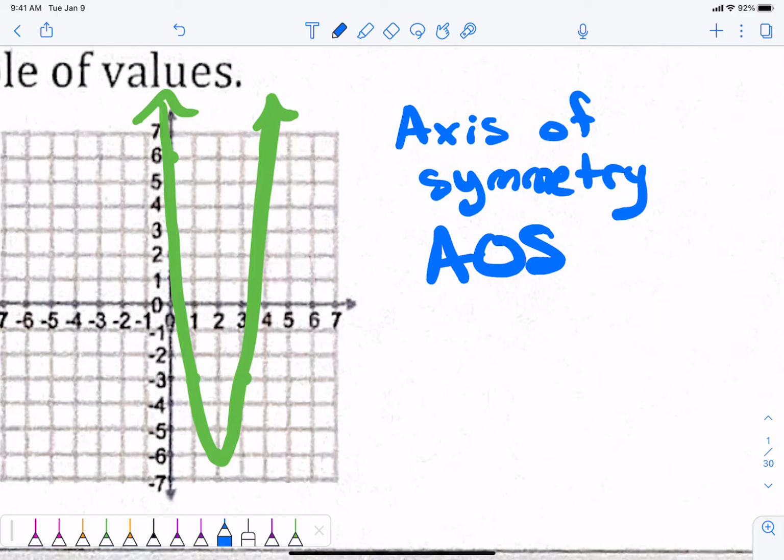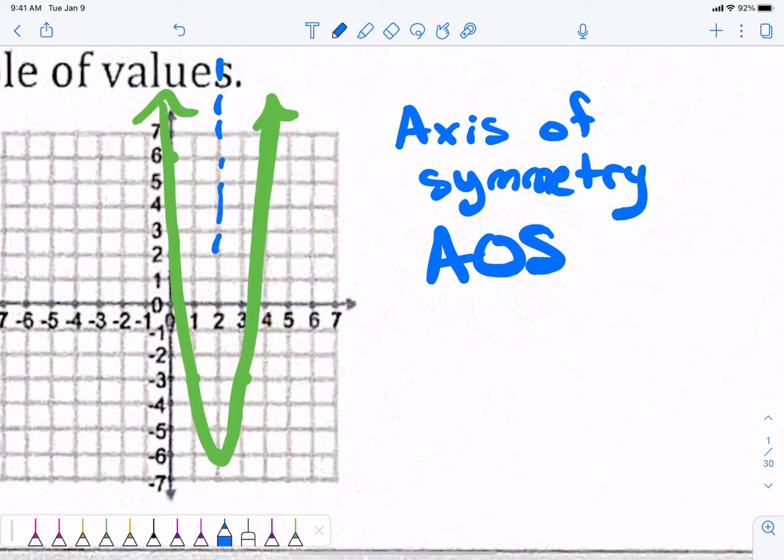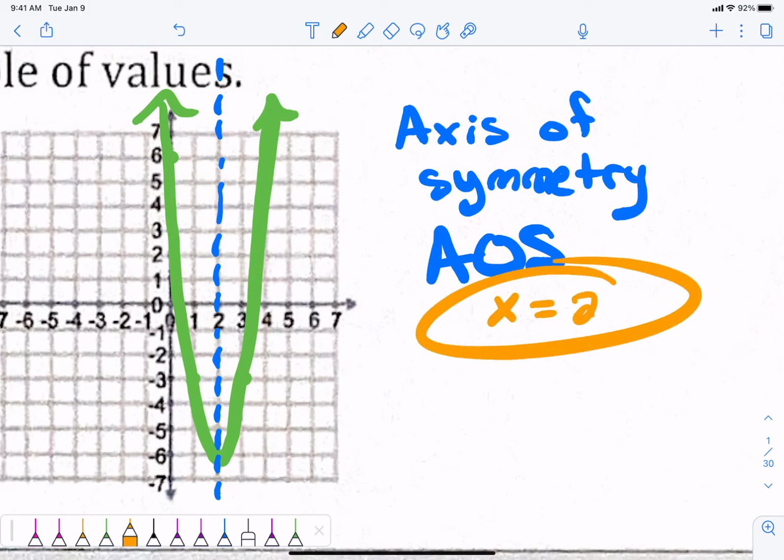Now, the axis of symmetry is that dotted line that goes straight down the parabola that makes him fold in half. This is my axis of symmetry. Do you see that? It's like where you're folding across, like that line of reflection. Now, if we label him, what's the equation of that dotted line that I just put on there? X equals 2, right? I'm very picky. Make sure you include the x and don't just put 2. Make sure you have x equals 2.